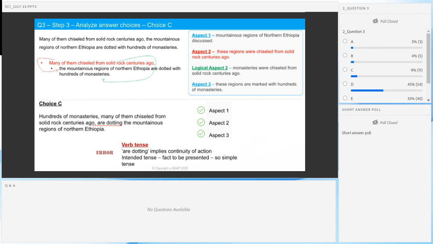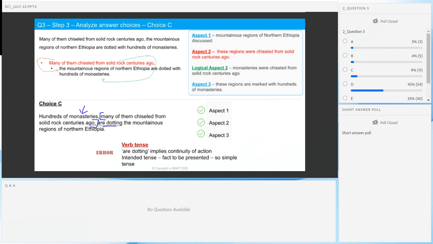Now, choice C, for the first time, corrects the logic of the sentence, right? Hundreds of monasteries, many of them chiseled from solid rock centuries ago. This is what we require. We understand that this particular piece of information is the description for hundreds of monasteries, and so it has been placed next to it. So my logical error has been taken care of in choice C, but it has a grammatical error, are dotting. When we say are dotting, it is a present continuous tense. What is the meaning that we are getting? That the monasteries are coming up as you and I are part of this session, right now, on these mountainous regions. And so the meaning presented by the use of this particular verb is absolutely nonsensical. So choice C is out.